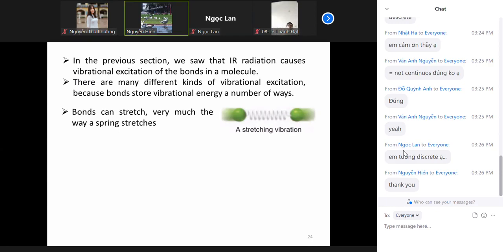Cái này là dao động quan trọng nhất, là dao động hóa trị, và cái này là dao động kéo giãn hoặc là nén, làm thay đổi độ dài của liên kết.